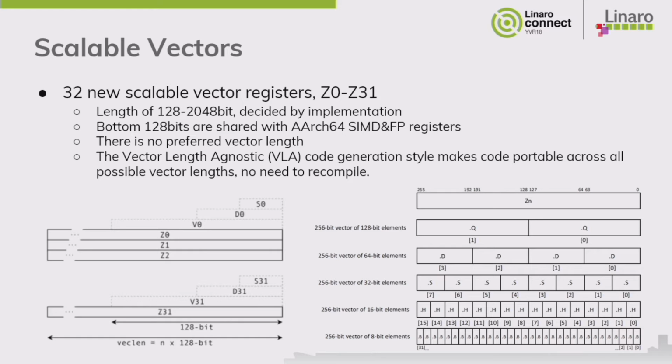SVE defines the vector registers. On the left, we can see that the bottom 128 bits are shared with the AArch64 SIMD and FP registers. On the right-hand side, there is an example of a 256-bit implementation of the vector. It can be viewed as two 128-bit Q elements, four double word elements, as well as other 8-bit elements.